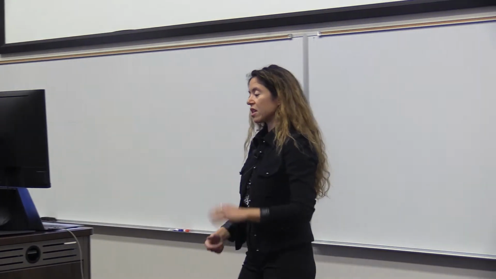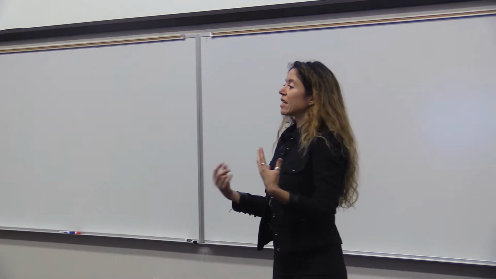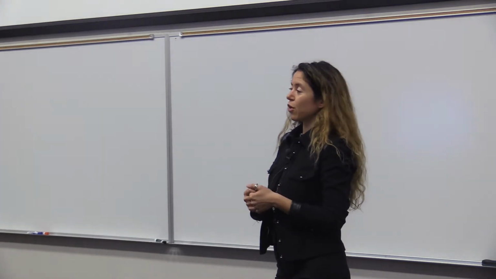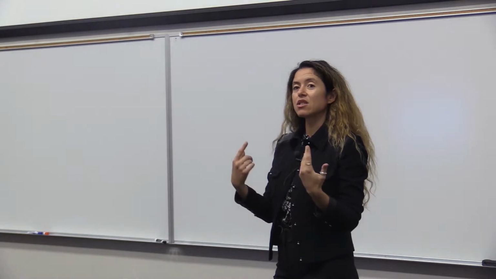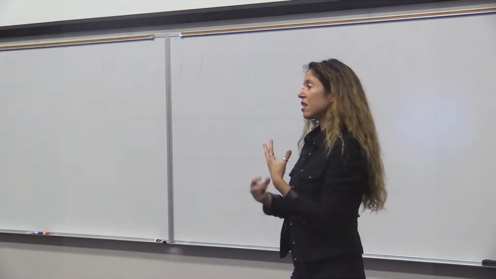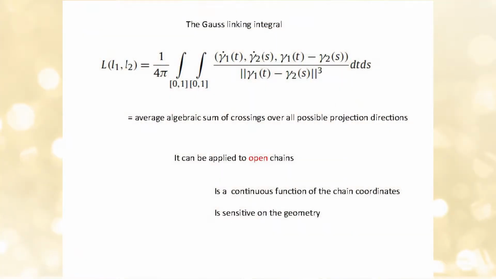It is good enough for us because this linking number that I described can be applied to open chains as follows. It was first given by Gauss in his studies of electromagnetism, and it had the form of this double integral. What this double integral does is, as we said, you take a projection and you sum the crossings. But when you have open chains, this is no longer a topological invariant. If you choose another projection, it might give a different number of crossings.